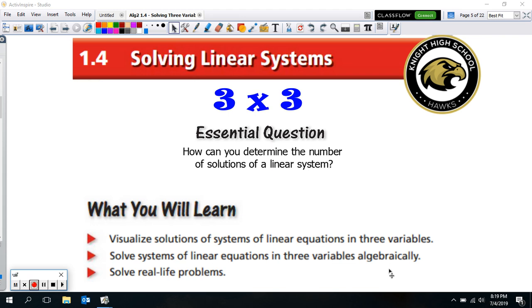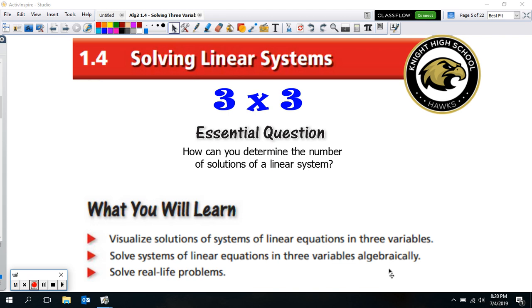Hey everyone, and welcome to our 1.4 lesson in the Big Ideas textbook on solving linear systems, but specifically these are 3x3 systems that we're going to solve here. You should have already seen the video for the 2x2 systems and now be ready to look at a 3x3 system, which would just mean there's 3 equations and 3 variables to solve for.